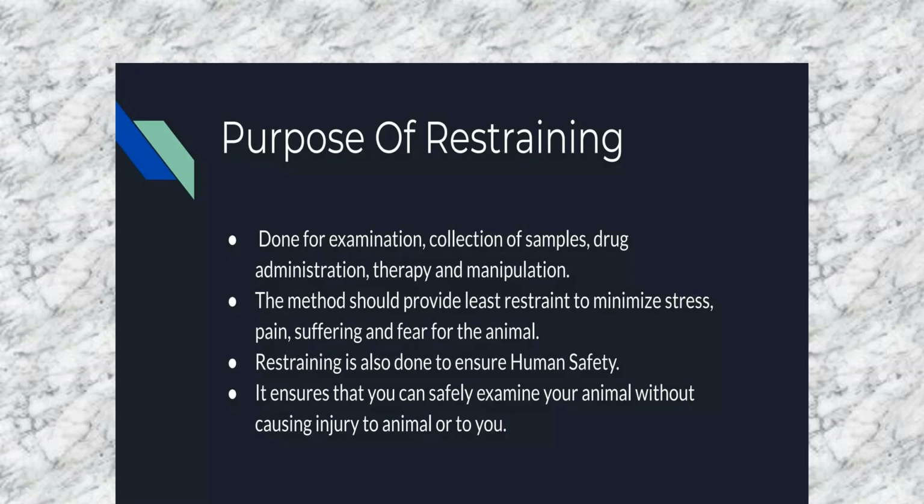Then the purpose of restraining is especially for the examination and collection of samples. Sometimes we need to collect the blood samples, the urine sample, the dung sample, or the rumen fluid, and many more samples. And also sometimes we need to administer some drug for the treatment of some of the disorders, and also certain manipulations are required, just like dehorning, sometimes amputation, shearing, etc.